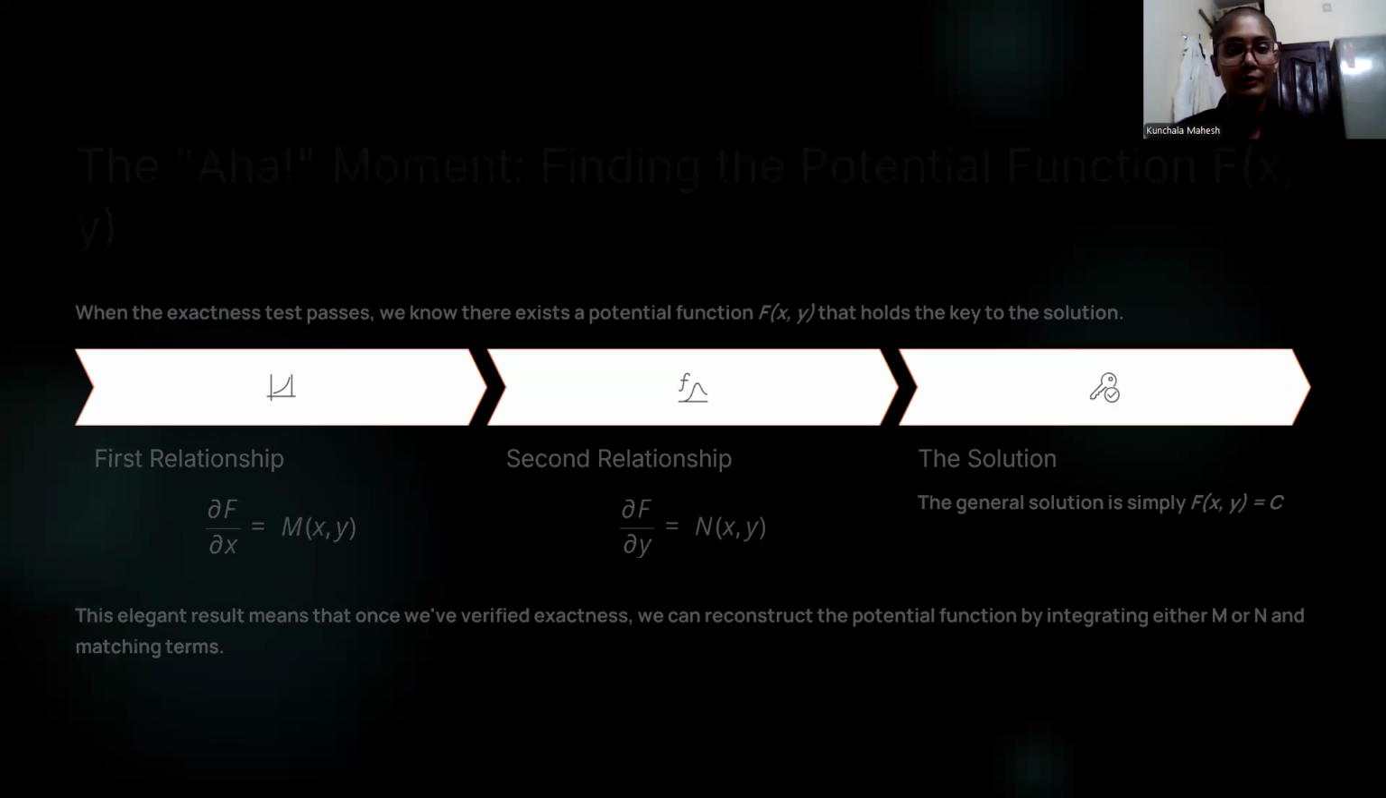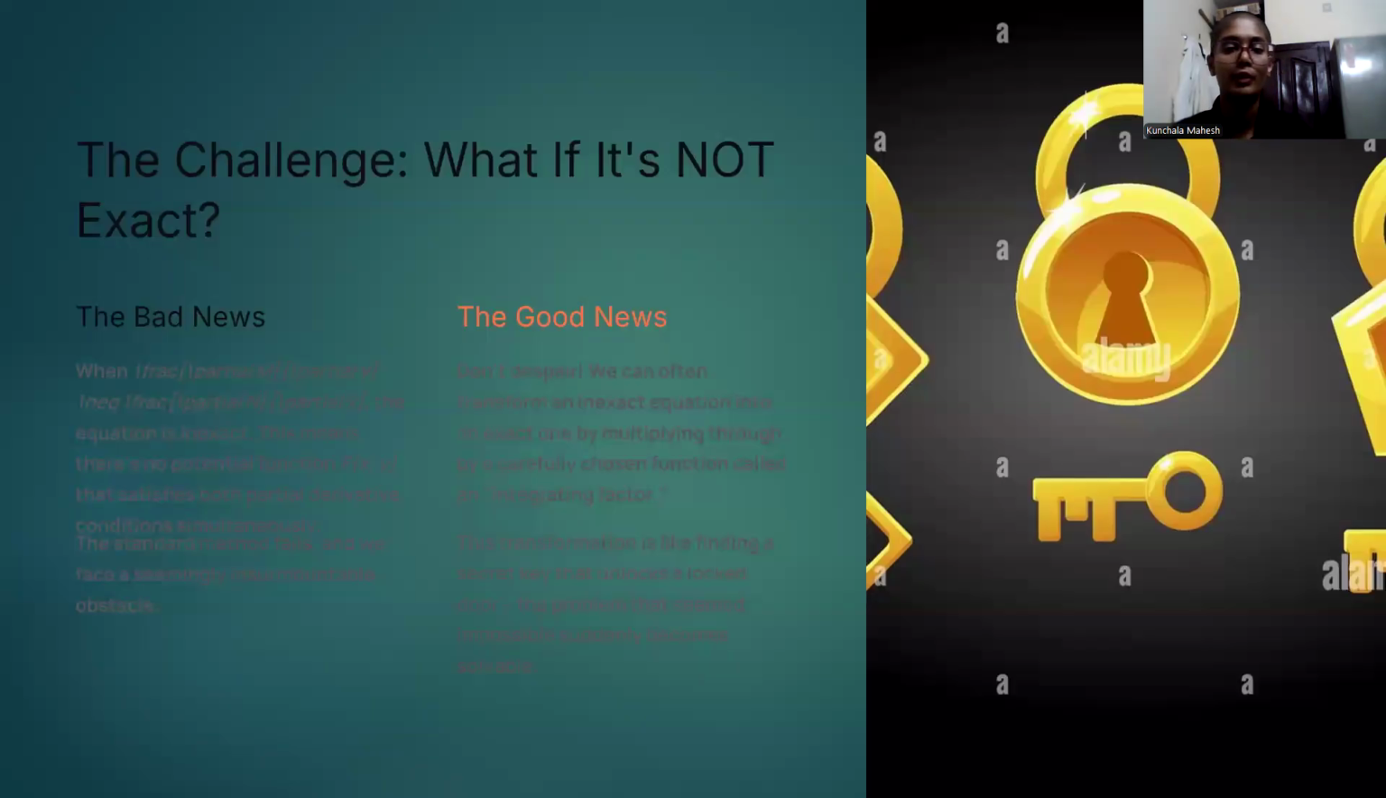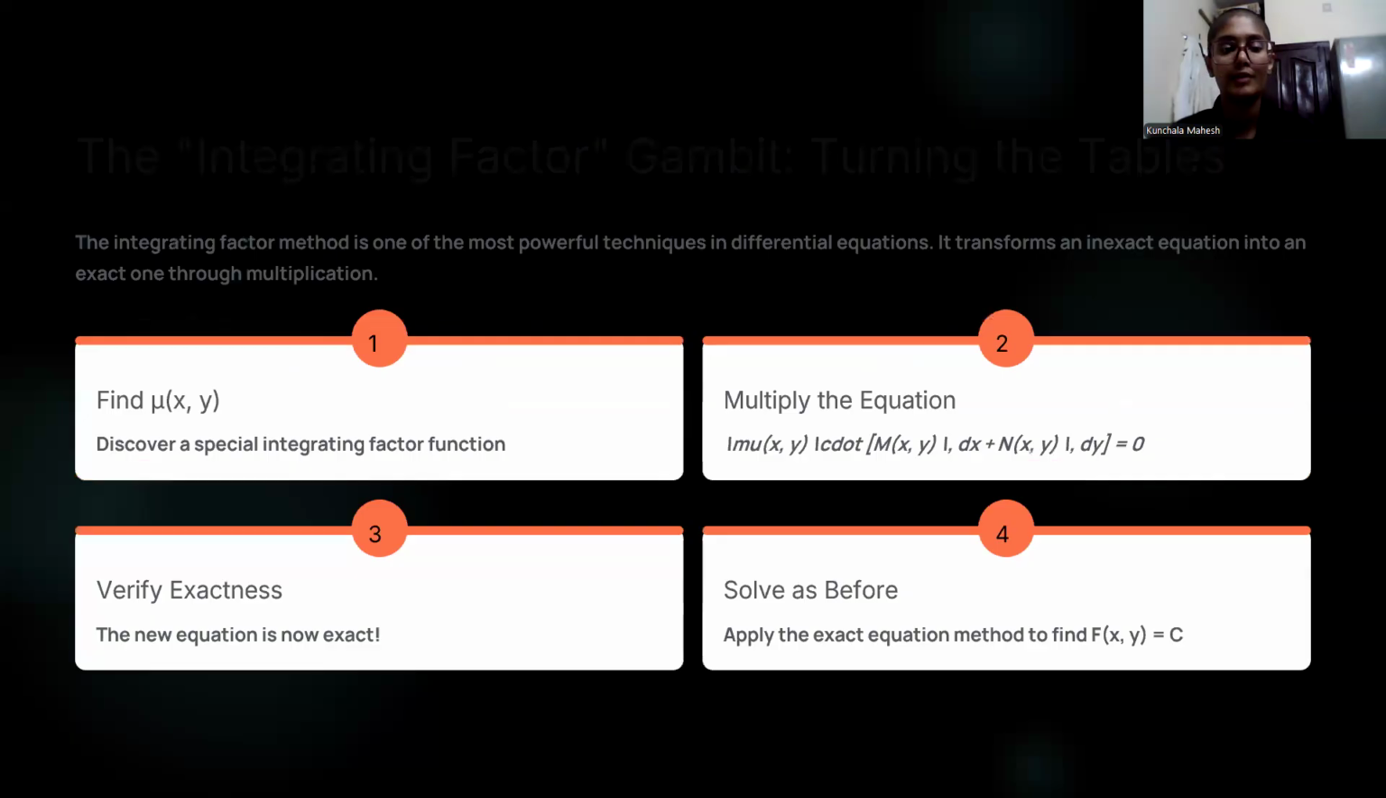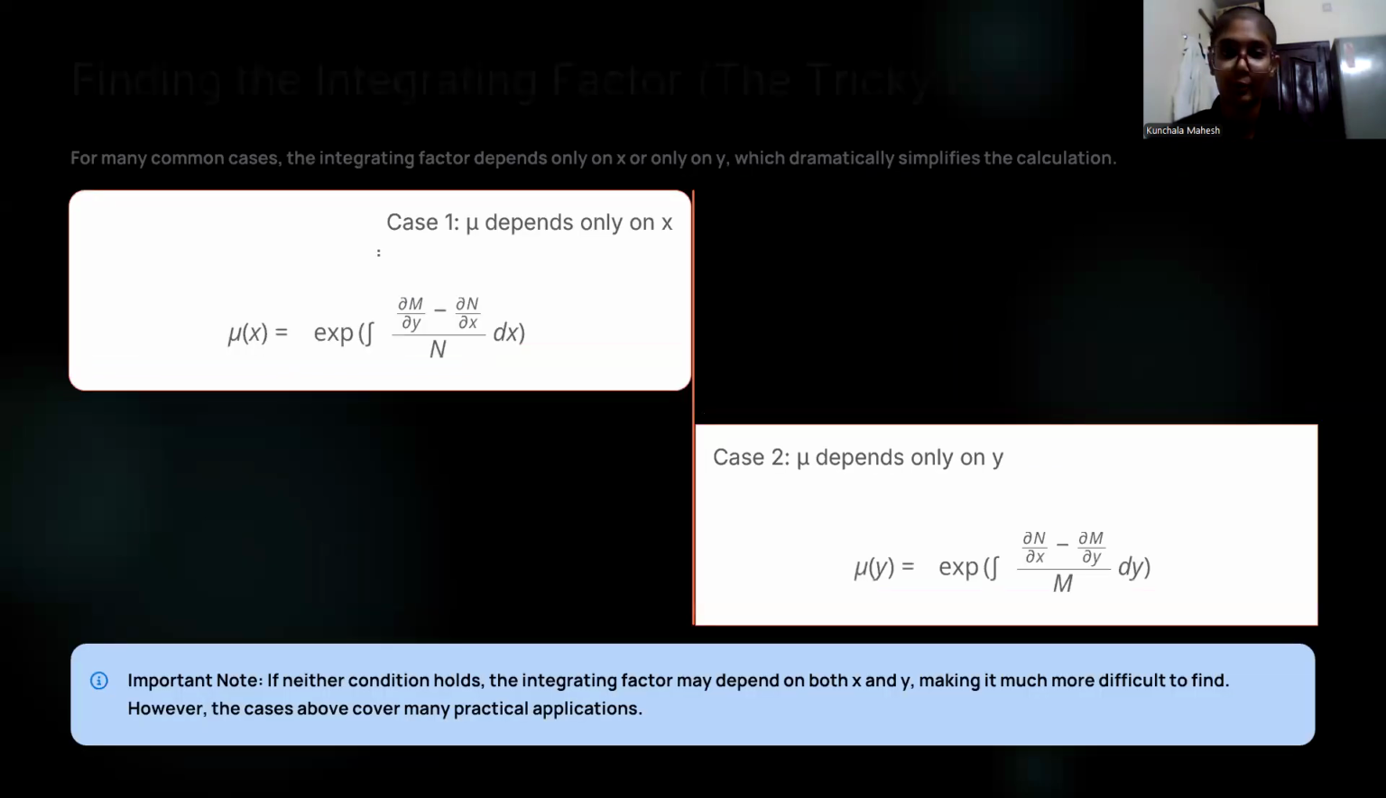And how do we find the potential function f of x, y? First relationship, second relationship, and solution, with ∂f/∂x, ∂f/∂y, and the general solution f of x, y equals c. And we learned about the challenge: what if it's not exact? The bad news and the good news. We also discovered the integrating factor gambit, turning it into a tool: finding mu of x, y, multiplying the equation, verifying exactness, and solving as before.